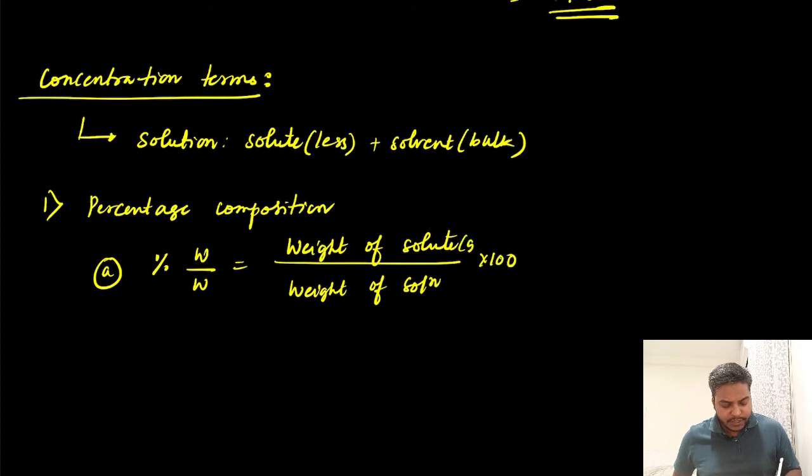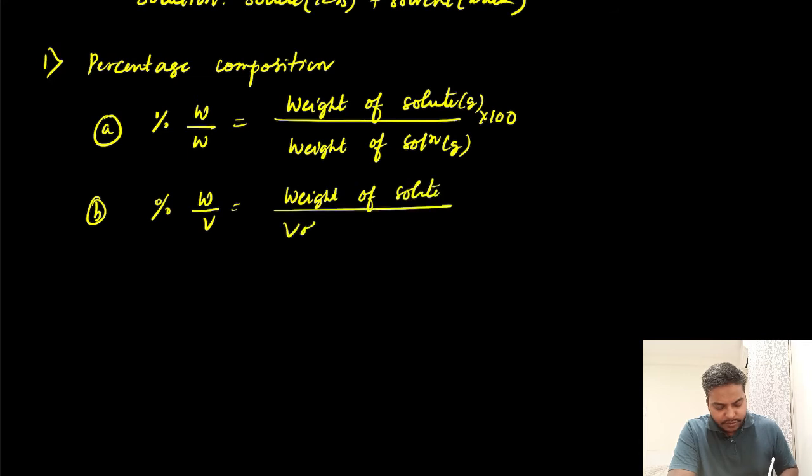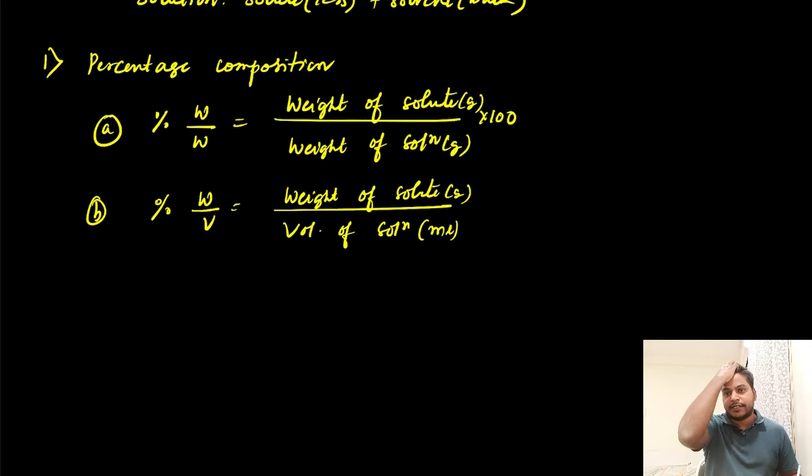Now I can take this weight in gram units or I can take it in kg units. Anyway, the percentage weight by weight will be dimensionless. The second one is percentage weight by volume. Again, this is weight of solute by volume of solution. Normally students get confused here. Make sure you understand that the denominator is always about solution, not solvent. Sometimes students might think of it as solvent, so just be aware of it.